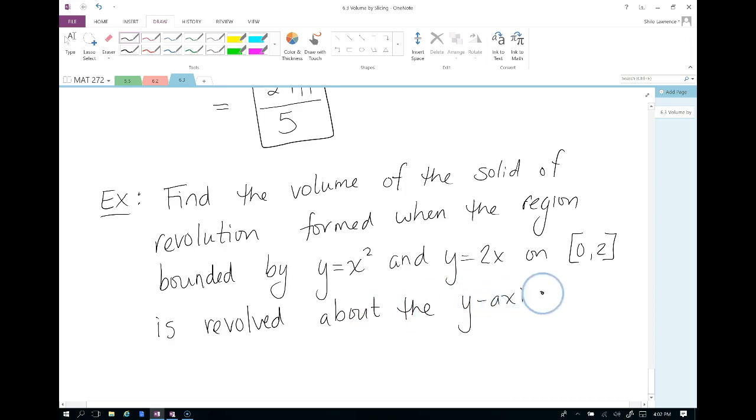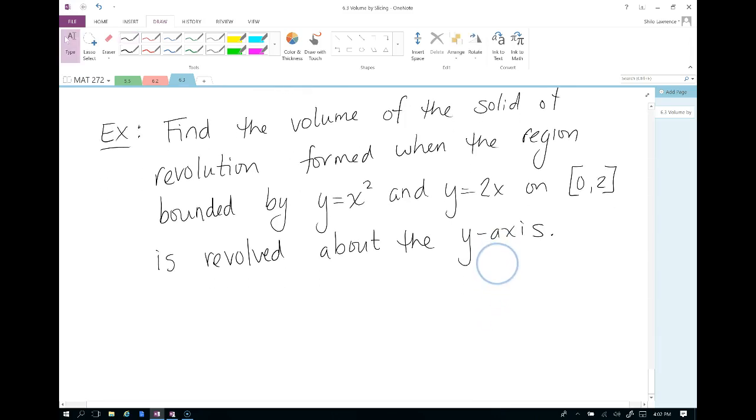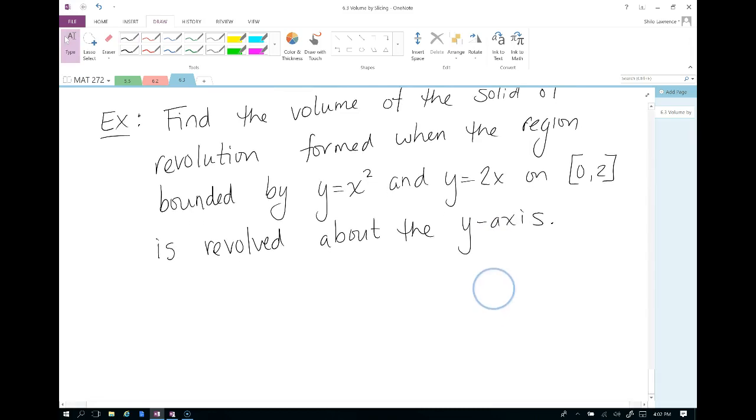This is still technically the disk method, so everything we talked about earlier with the disk method still applies. Since we're going around the y-axis, we are eventually going to have to get everything in terms of y. But don't worry about that yet. Only worry about that when you're ready to set up your integral. For right now, let's draw our graph. Let's see what this region looks like. y equals x squared is a parabola. We're only interested in the piece that goes from 0 to 2.